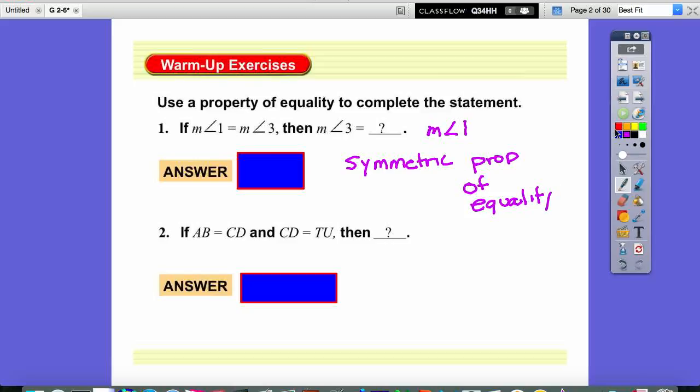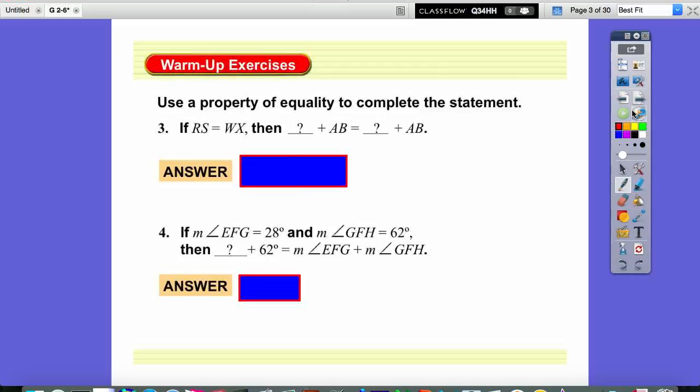For the next one, if AB is equal to CD and CD is equal to TU, then AB is equal to TU. That's the transitive property of equality. If RS is equal to WX, then if we have RS and we add AB, and we have WX and we add AB, we're using the addition property of equality.